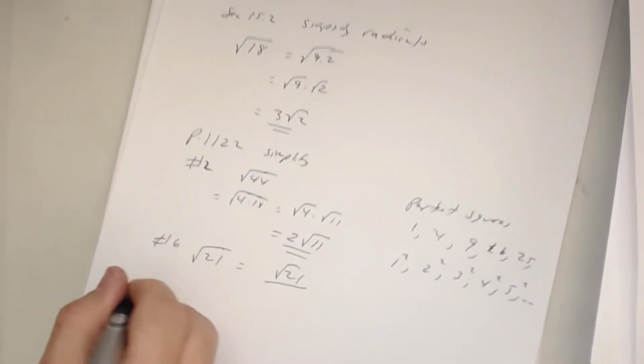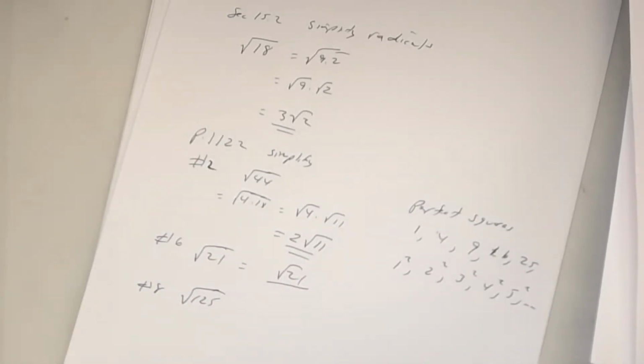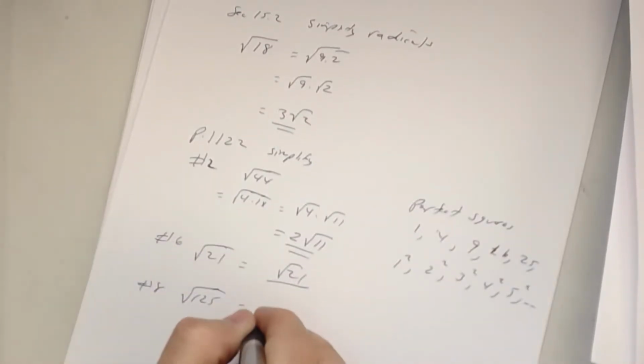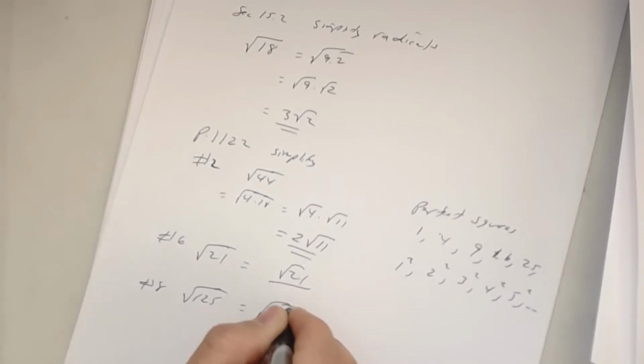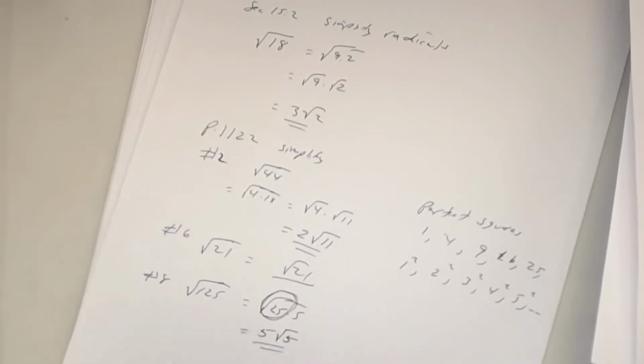8. Square root of 125. Can I simplify the square root of 125? Yes. What perfect square goes into 125? 5? Nope, 5 is not a perfect square. 25. So the square root of 25 times what? 5. And we note that the square root of 25 is what? 5. So what's the answer? 5 square root of 5.